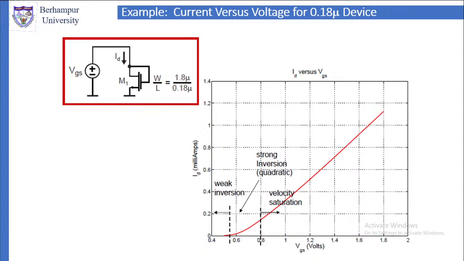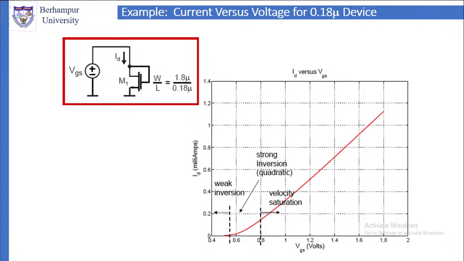Okay, this shows the current versus voltage curve, or the IV characteristic curve, for a 0.18 micron device. If you look at this device, W by L is equal to 1.8 micron by 0.18 micron. That is how you define this device. A 0.18 micron device means W by L is equal to 1.8 by 0.18, so L is equal to 0.18 micron. W here is 1.8. This is a MOSFET.